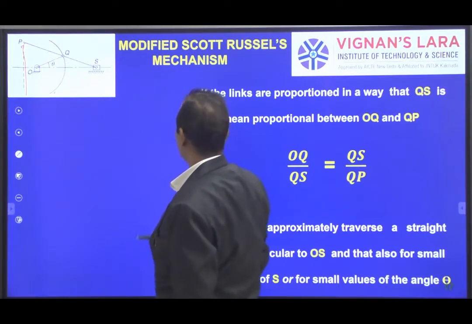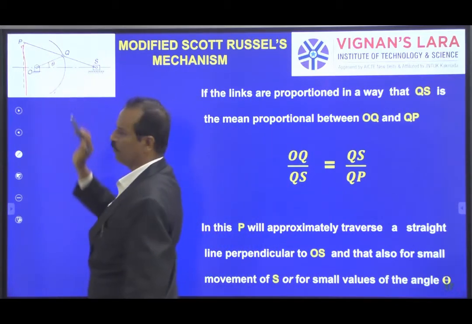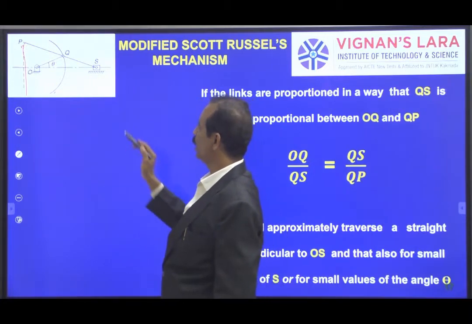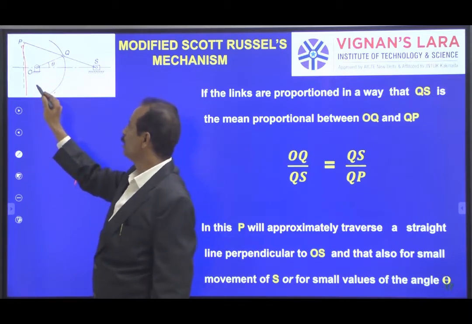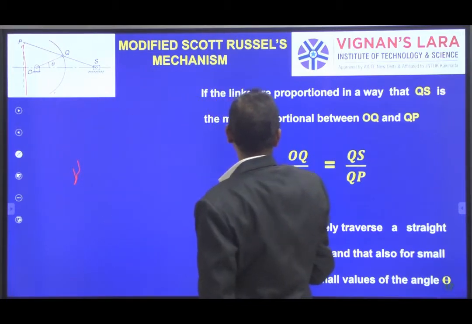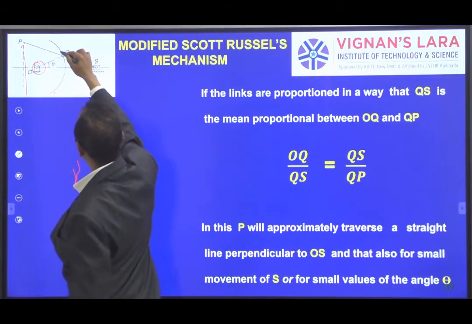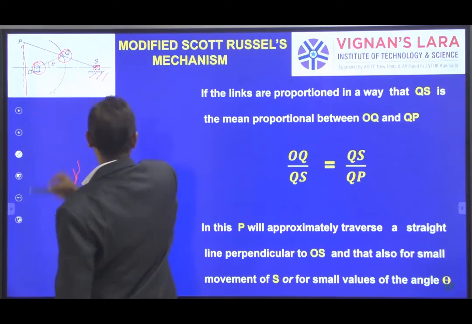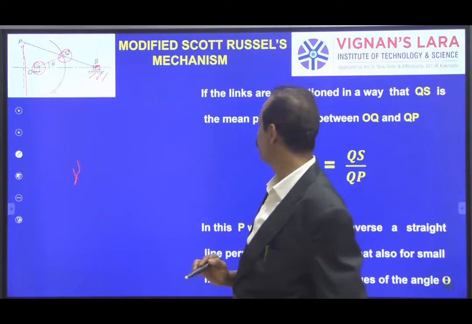Okay, and here you can observe for a small movement of angle theta, the slider will reciprocate, and the path traced by the P point is vertical, which is perpendicular to OS. Here this is a turning pair, another turning pair, another turning pair, finally a sliding pair. So you have 3 turning pairs and 1 sliding pair.